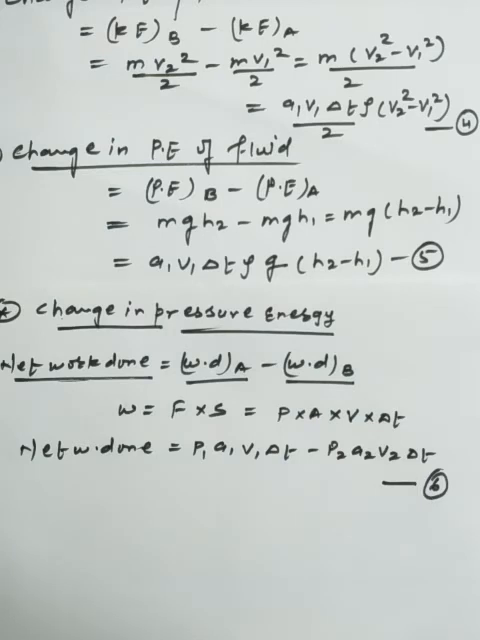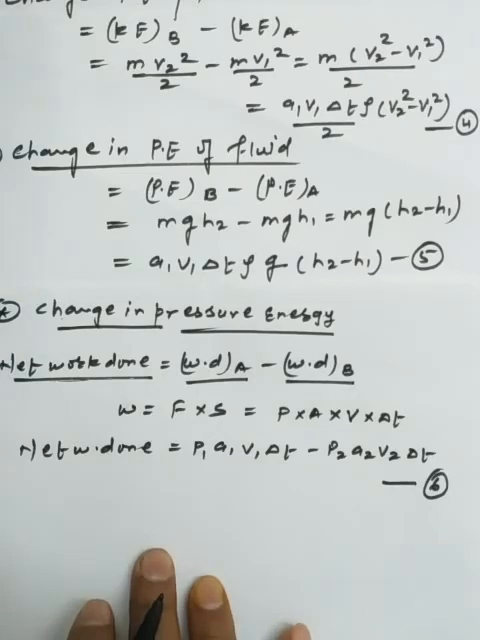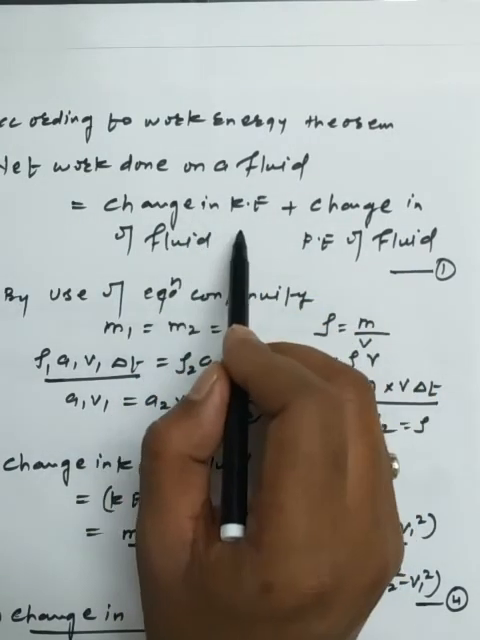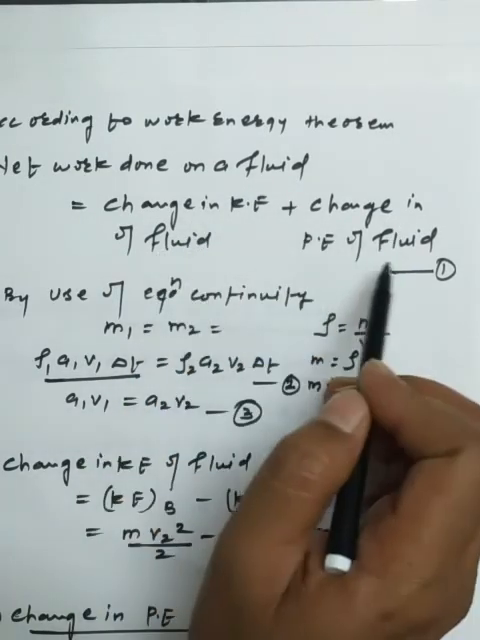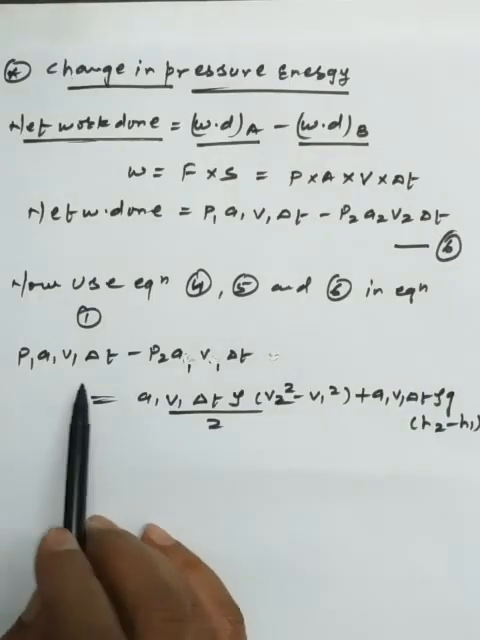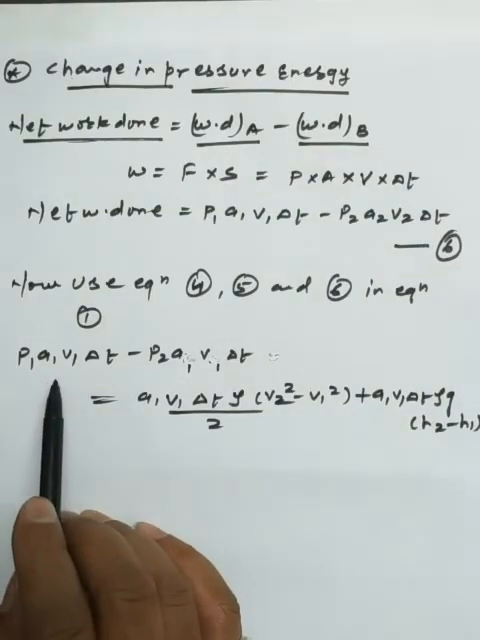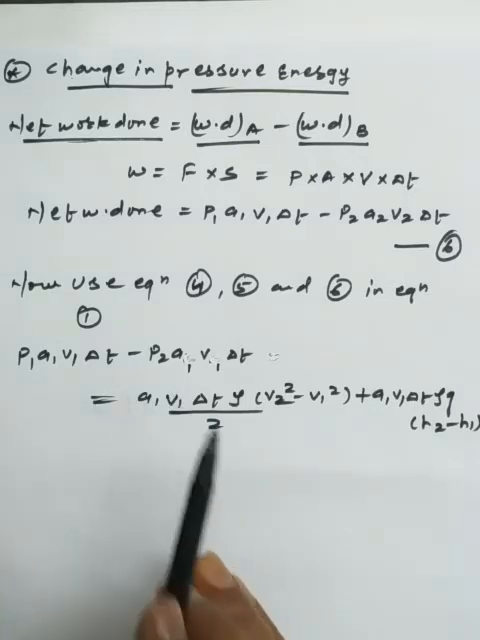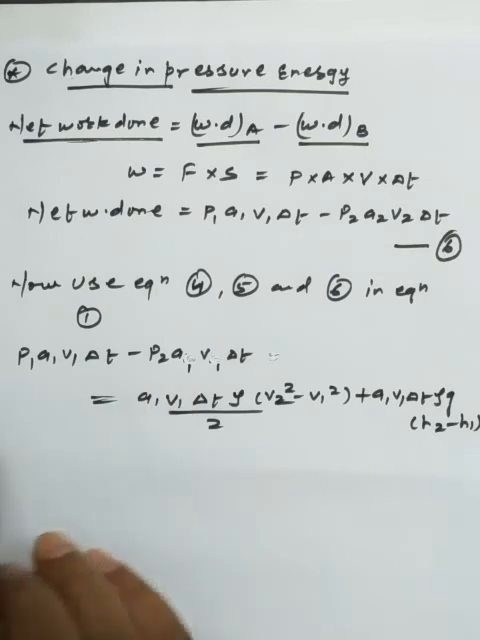We are just using equations 4, 5 and 6 in equation 1, that is the work-energy theorem, where we have made the concept that the net work done on a fluid is equal to the change in kinetic energy plus the change in potential energy of the fluid. Now here we have the substitutions of equations 4, 5 and 6 in equation 1.